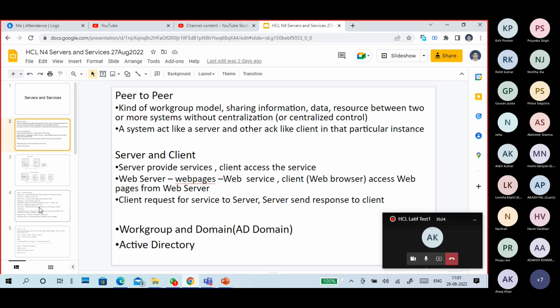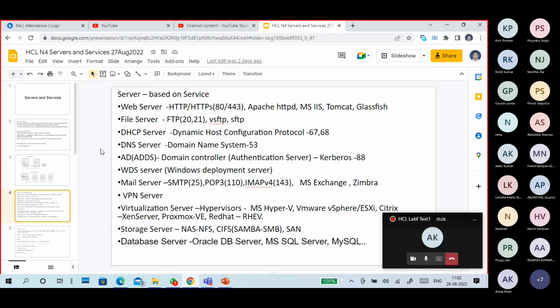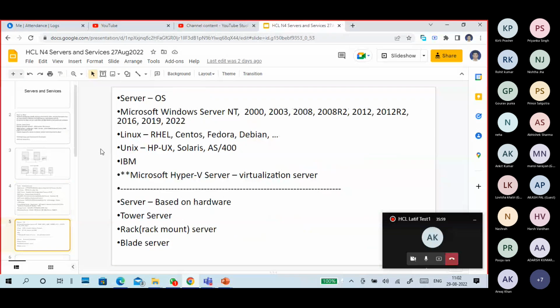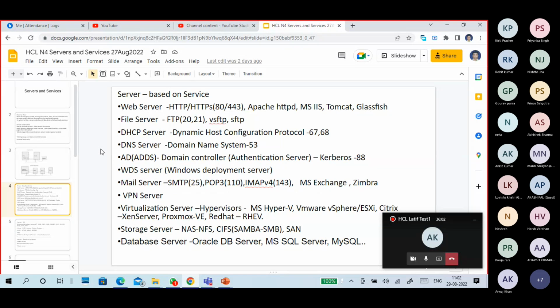Next topic is different types of servers. We have discussed web servers, file servers, DHCP servers, DNS servers, Active Directory domain controllers, authentication servers, WDS servers, which are deployment servers, mail servers, VPN servers, virtualization servers, storage servers, database servers. Not only those servers, guys, there are a lot of different types of servers out there. Anything you call a server means it is providing a service.